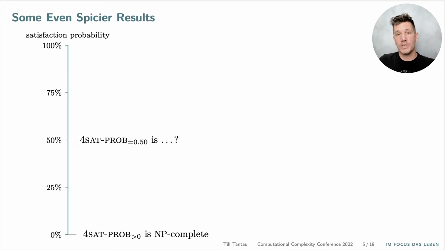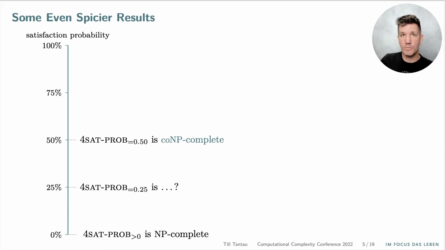But what about 4SAT prop equals 1/2, so 50%? So how difficult is that? For 3CNF, it was NL complete, and this turns out to be, well, co-NP complete, which is interesting. And what about other values? So what about 25%? So how difficult is it to tell whether the satisfaction probability of a 4CNF formula is exactly 25%? Not 26, not 24, exactly 25. That is also co-NP complete. Well, what about 75%? There, it's NL complete once more.